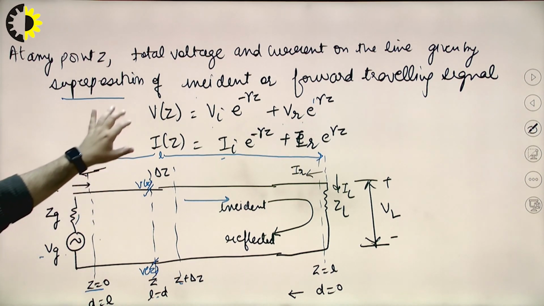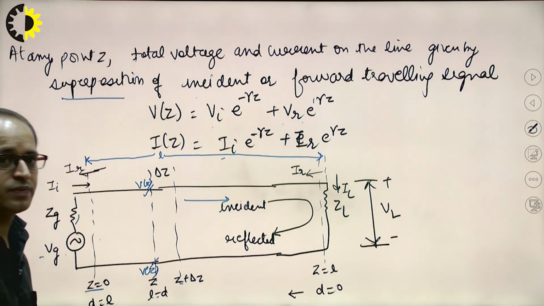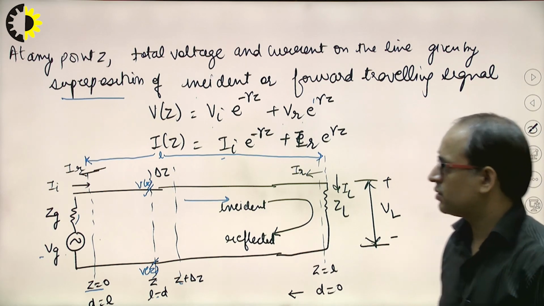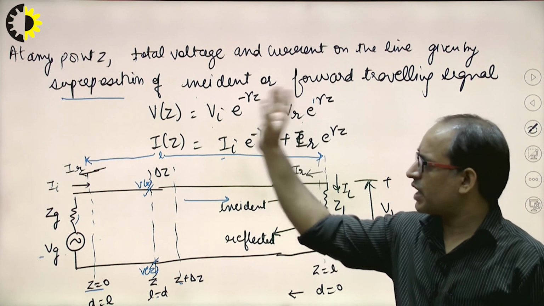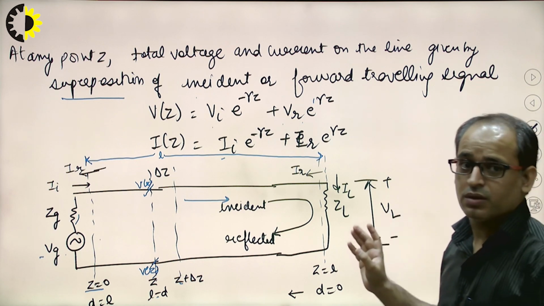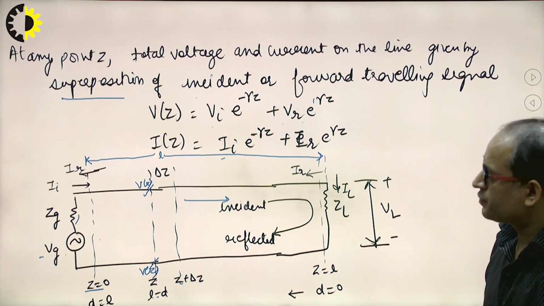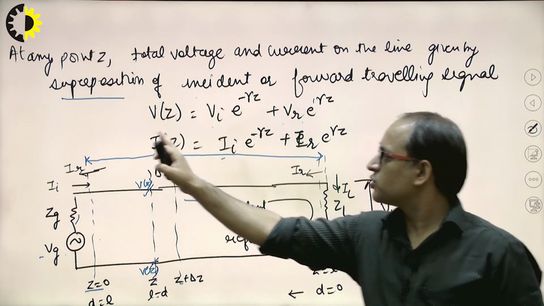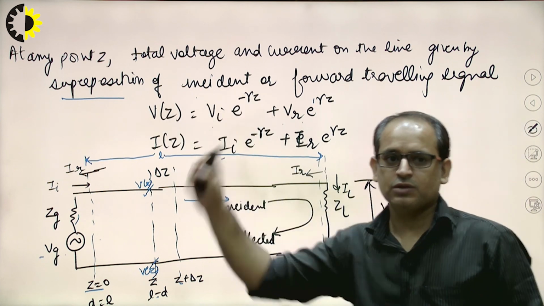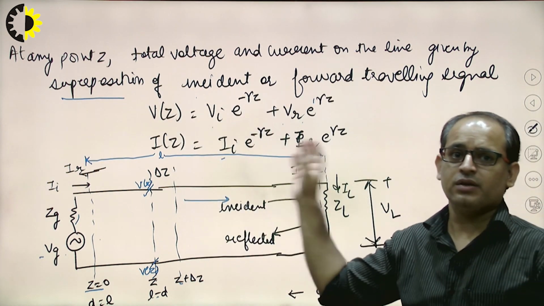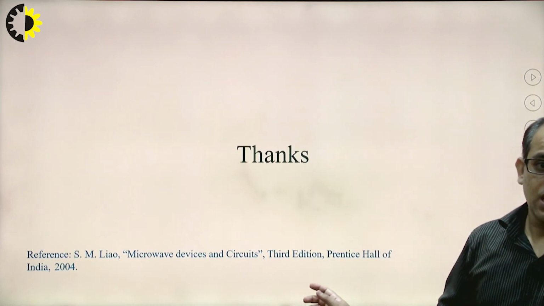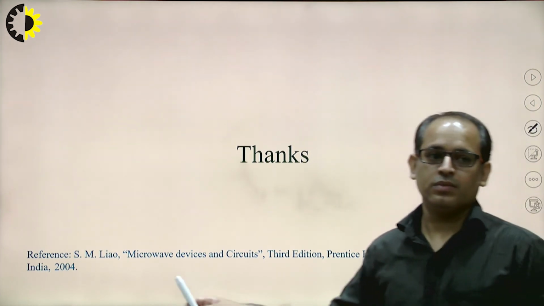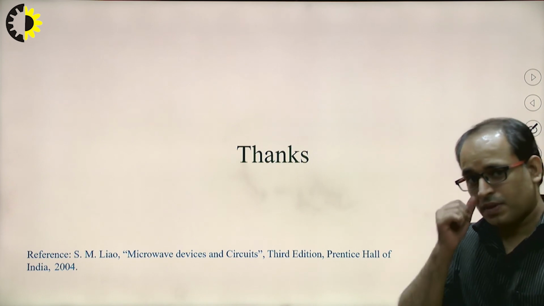So these are the basic transmission line equations, and in the next lecture we will derive the transmission line equation and also find the solution of the transmission line. So this one is the solution of the transmission line. In the next lecture we will discuss the transmission line equation. The book I have referred to for preparing the slides is Microwave Devices and Circuits by S. M. Liao, the third edition. Thank you.